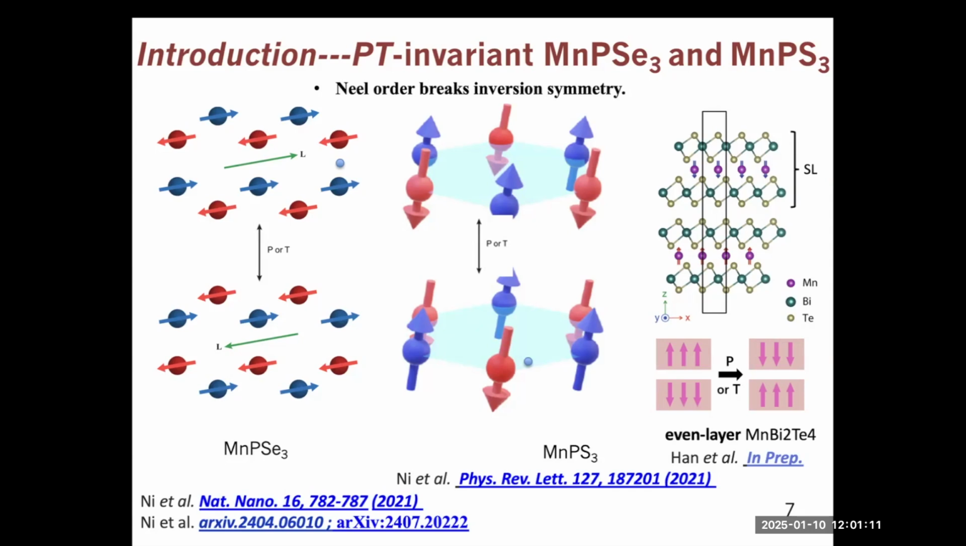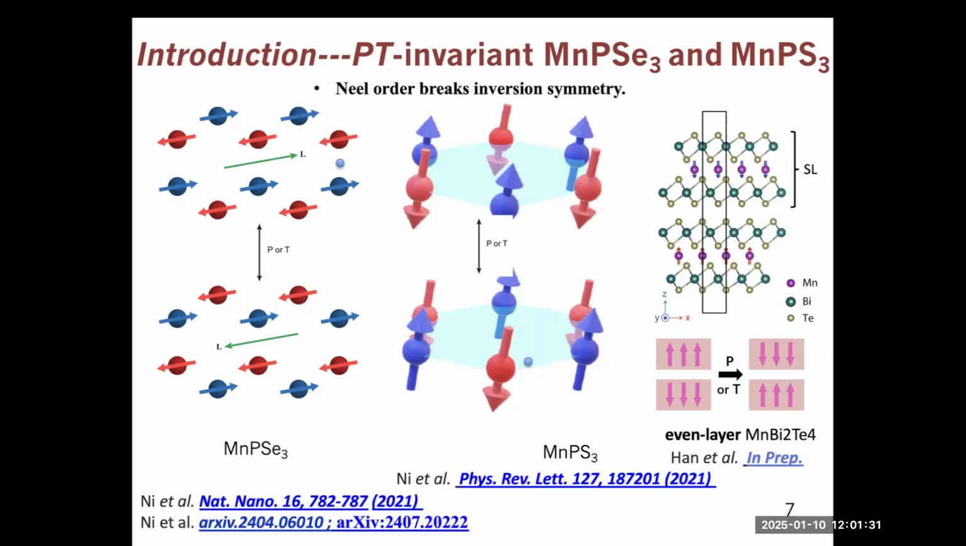Okay, the Néel vector in the opposite direction. So they break inversion symmetry. And if you do the time reversal operation, you will also get to this state, which means they also break time reversal symmetry. But if you do P, then the T will go back. Okay, that's why PT is a good symmetry. So it's PT invariant.